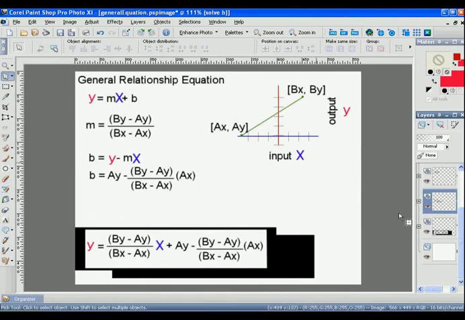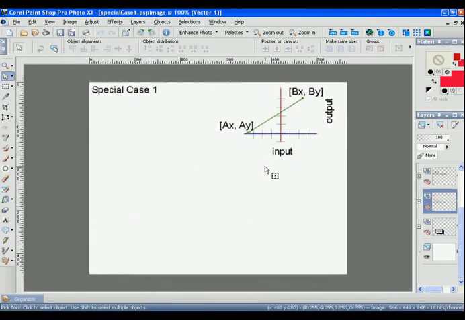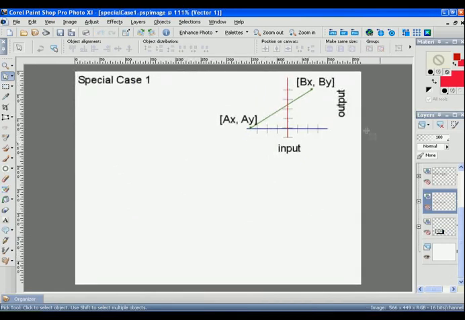Okay, now let's go and solve this general equation for two special cases. These two special cases are used quite often in computer game programming. So let's go take a look at these. Okay, special case number 1. Again, we have the exact same drawing here that I showed you before.